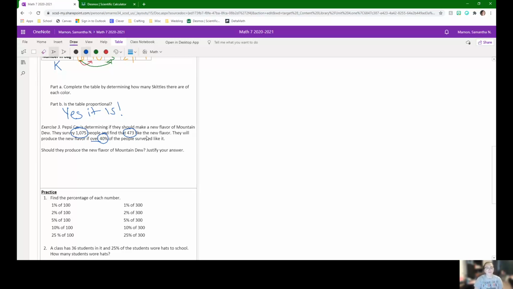Justify your answer. So we can either figure out what 40% of 1,075 is, or we can figure out what percent 473 over 1,075 is. So 2 ways we can solve this problem. Both are correct. I want you to pause the video, pick one way, either figure out what 40% of 1,075 is, or figure out what percent of people liked the flavor. So pause the video, pick your way, and try it now.